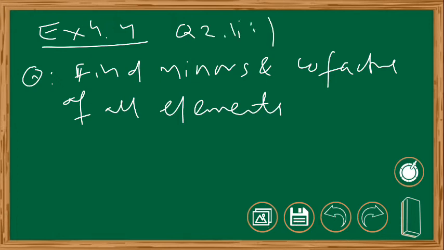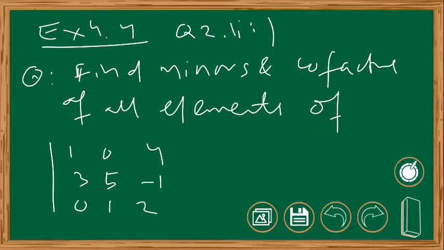Find the minors and cofactors of all elements of the following determinant: 1 0 4, 3 5 minus 1, 0 1 2. So this is the question. Now let us proceed for the solution of this. Our determinant is 1 0 4, 3 5 minus 1, 0 1 2.